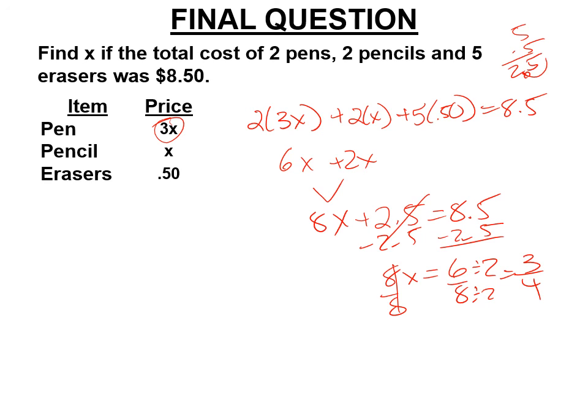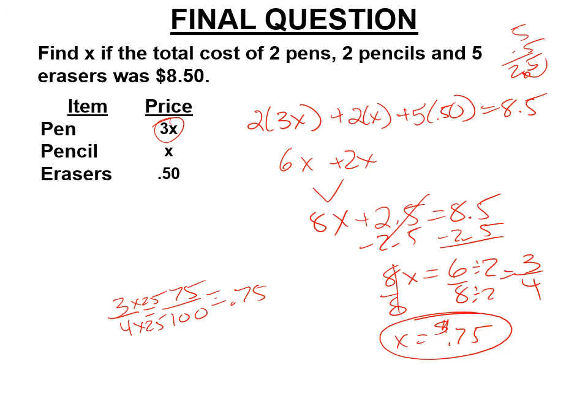Normally, 3/4 is fine, but this is the price of a pencil. We want to make 3/4 into money. Money is in hundredths. So the cost of the pencil is 75 cents, 3/4 of a dollar. And the pen is 3 times 75 cents. I didn't ask you this, but 3 times 5 is 15, 3 times 7 is 21, 22, move the decimal to the right. The pen here is 3 times it, $2.25.